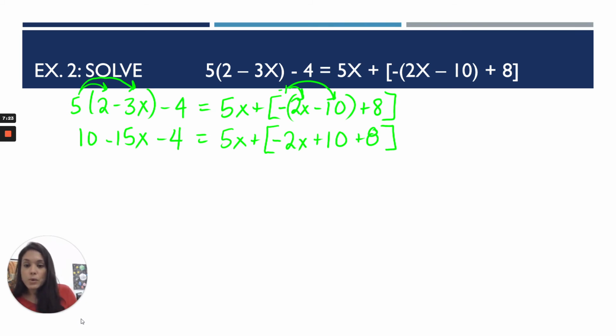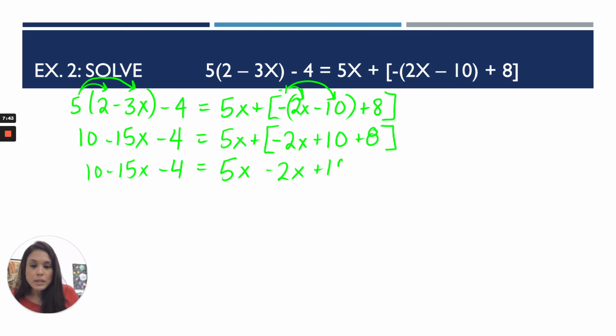Okay, so I'm going to rewrite all of this and continue working. I first need to get rid of my bracket. Okay, so I need to bring my like terms together within my bracket. So this is negative 2x, there's not a like term, and then 10 plus 8 is plus 18. So I've gotten rid of all of my grouping symbols.